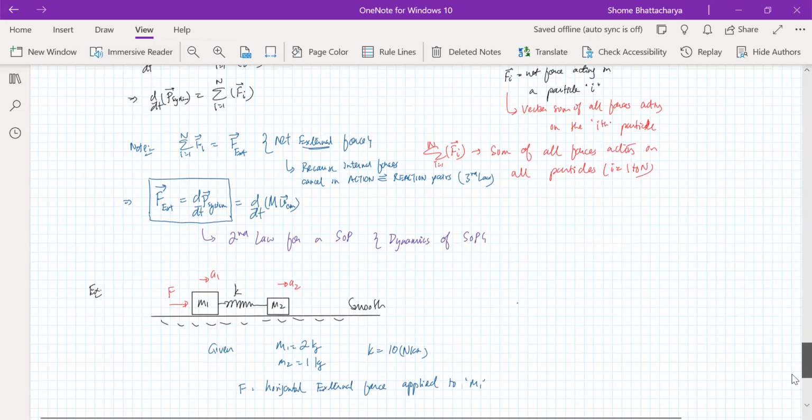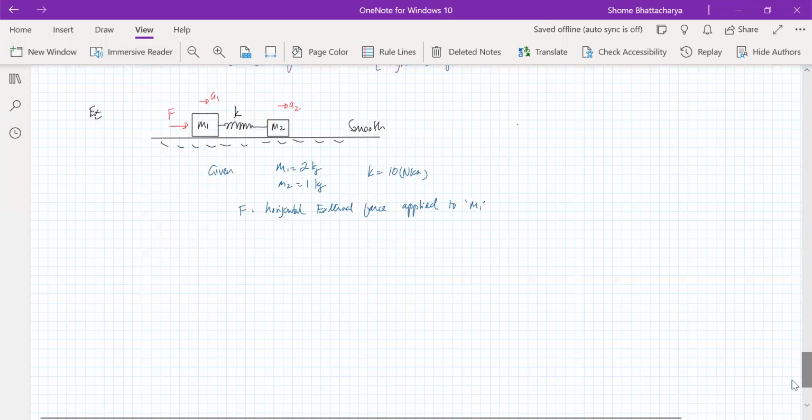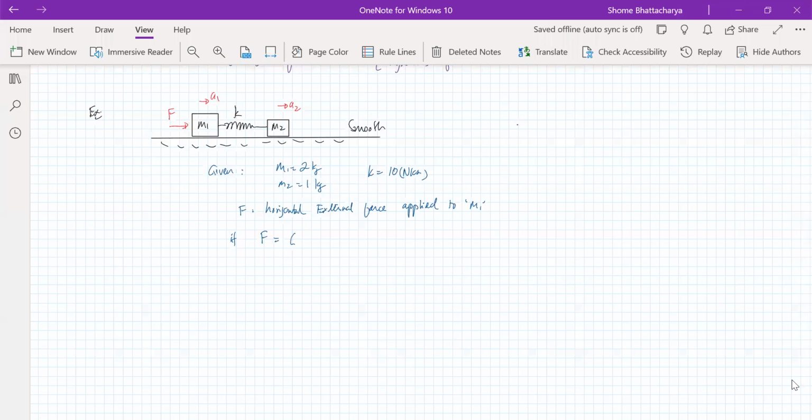Now suppose at some instant the force applied is, let's say, 6 newtons, and A1 at that instant is, let us say, 1.5 meters per second squared. Find the acceleration of the center of mass, and find the acceleration of block 2 at this instant.